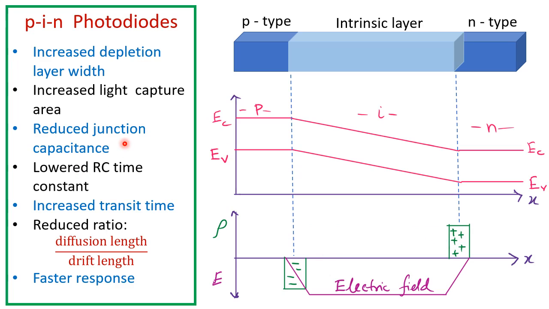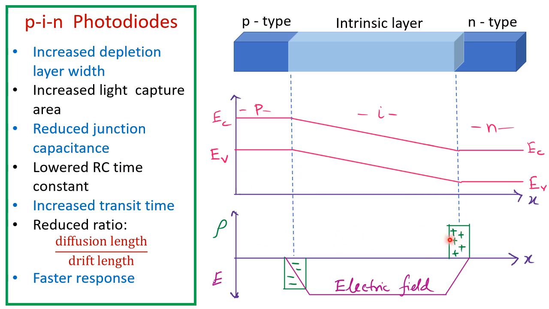Another important feature is certainly that if I take a capacitor and I separate out the two plates, the distance between them increases. Clearly, the capacitance decreases. Reduced junction capacitance implies that the RC time constant is going to be smaller. That would mean that these PIN diodes are going to respond faster in comparison to the PN junction itself.